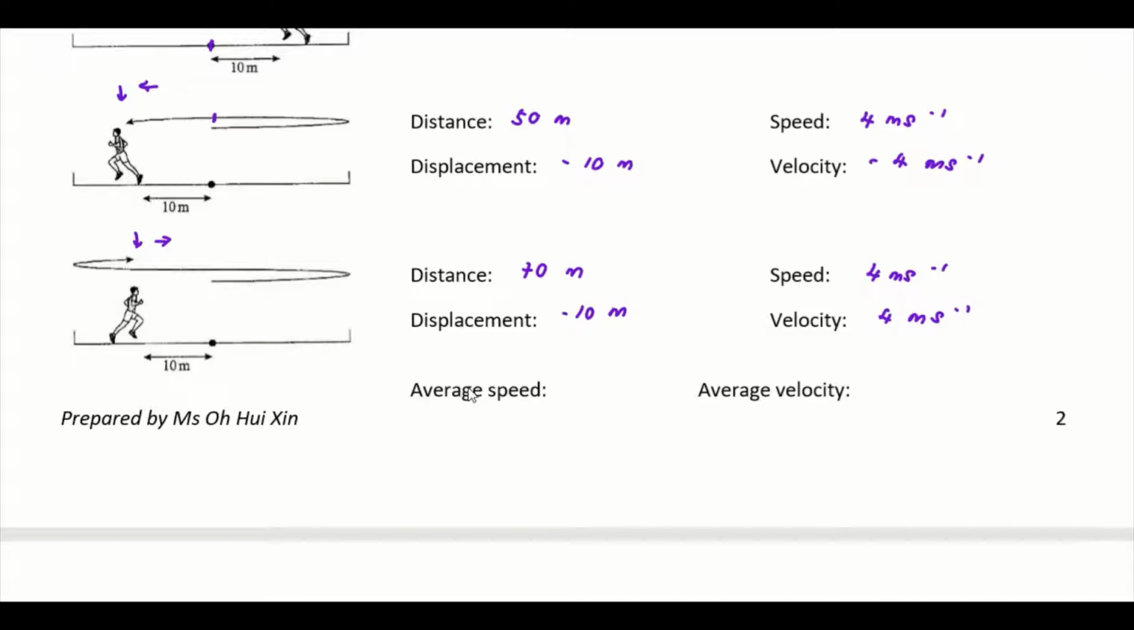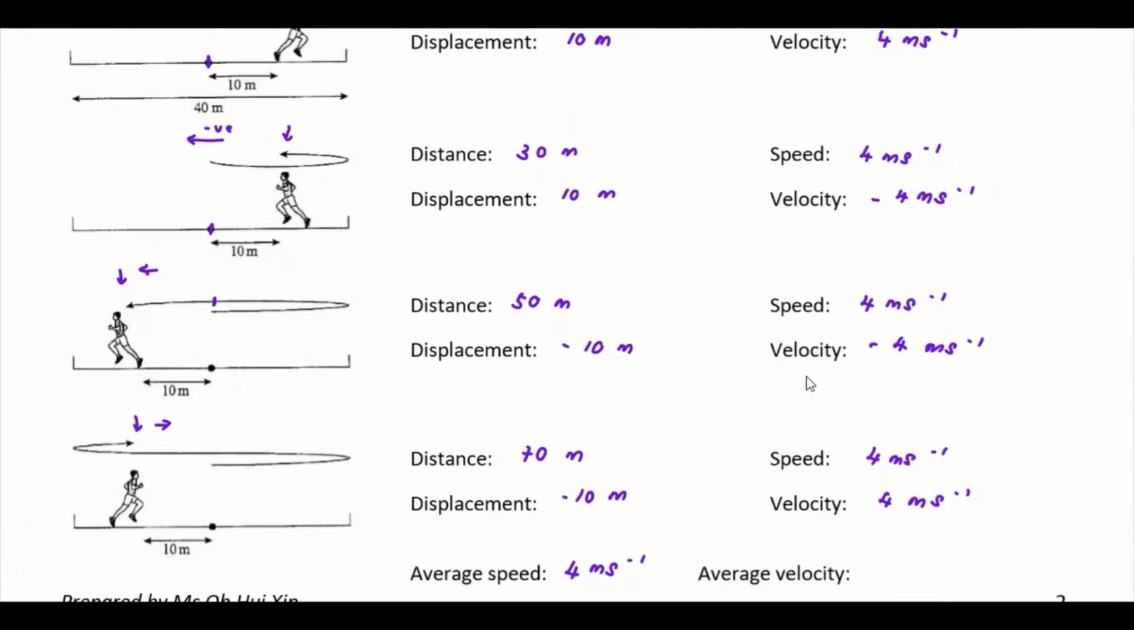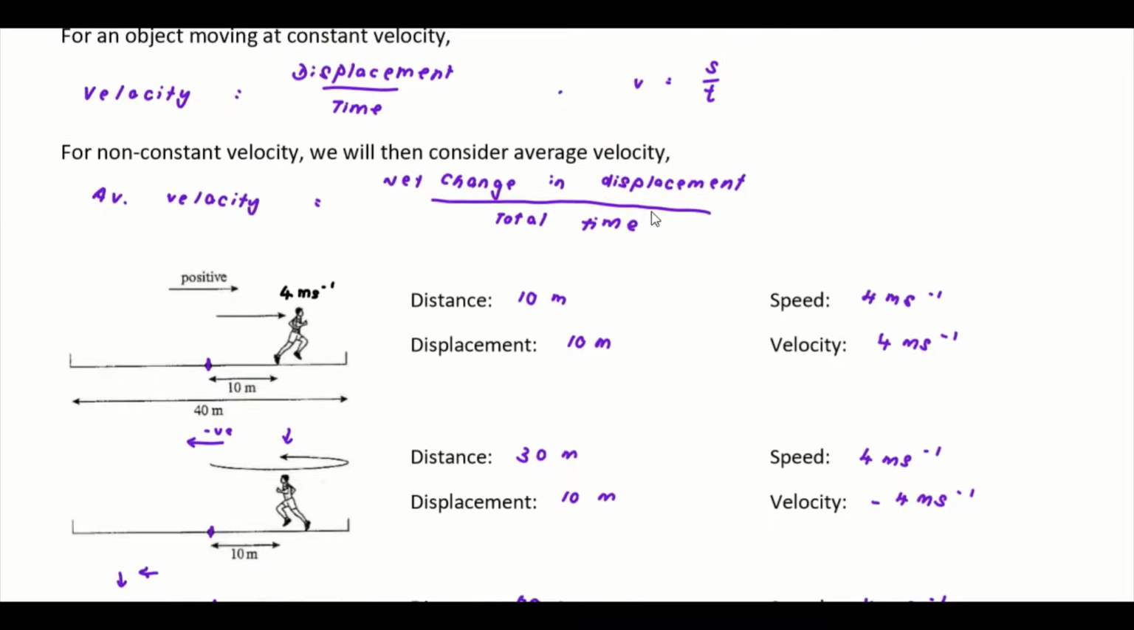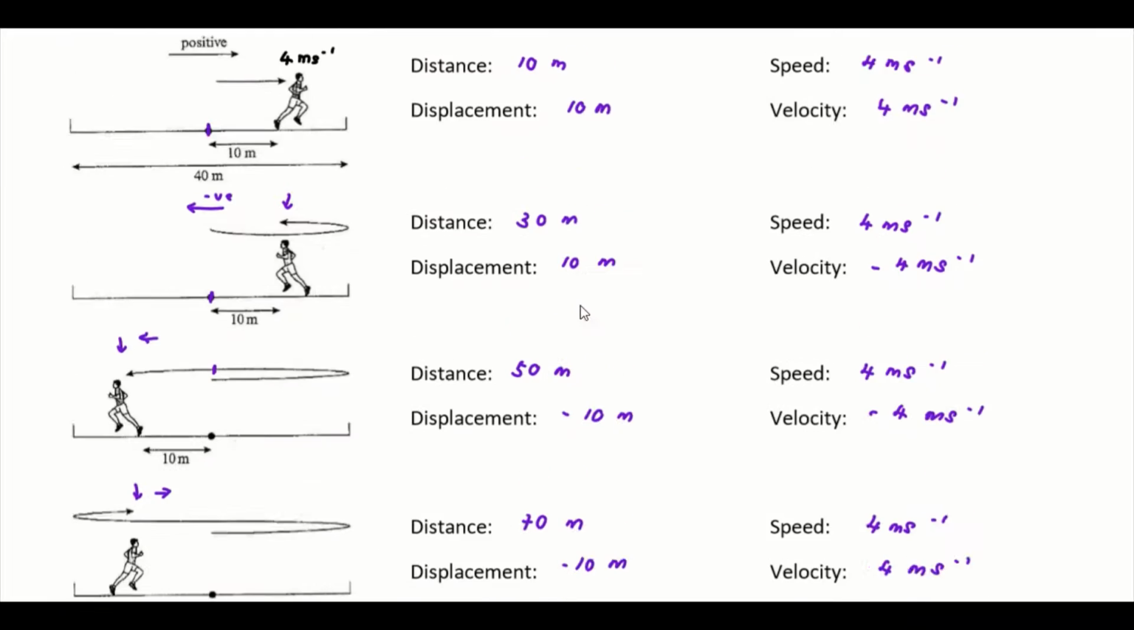In this picture, although we don't have a time here, we can see that the person is running at a constant speed, so the average speed will be the same, 4 meters per second. Now the question is, what do you think is the average velocity? Average velocity is the net change of the displacement over the total time.